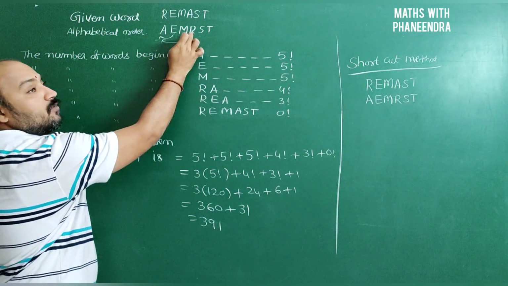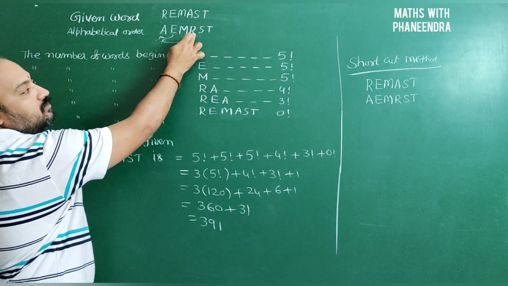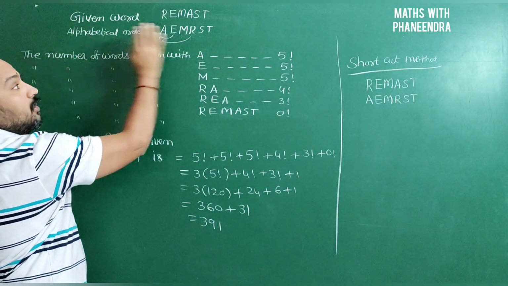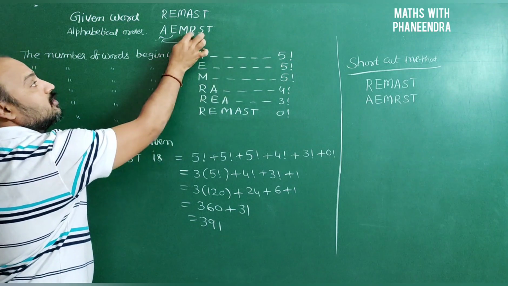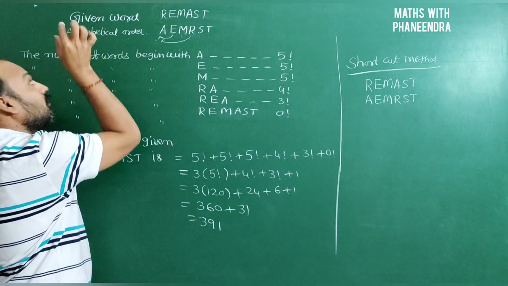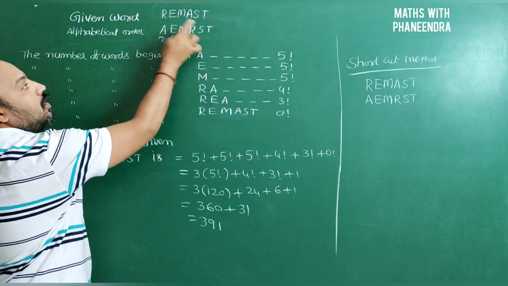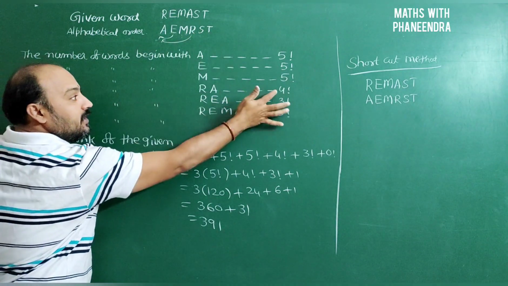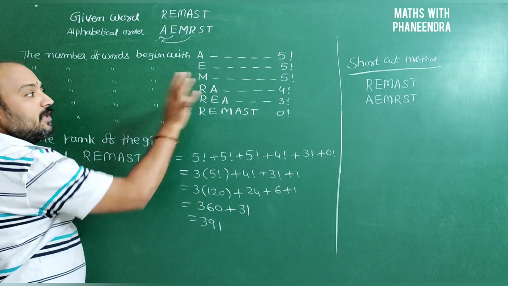So the number of words which begin with R, you can fix R. Next RA, again you can come forward, you cannot move to the next step. So RA only. Why? Because we are following alphabetical order. For the number of words which begin with RA, the remaining 4 letters can be arranged in 4 factorial ways.